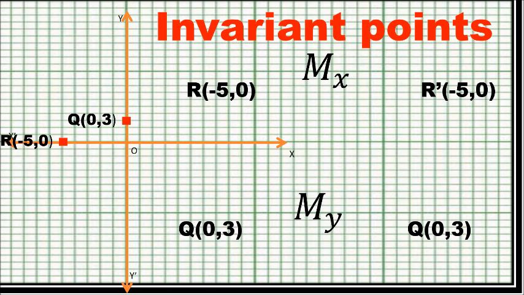So, if x is equal to 0, then it will be placed on the y-axis, so it will be unaltered on the y-axis. So, it will be invariant in the y-axis. Similarly, if y is equal to 0, it will be placed on the x-axis and it will be unaltered in the x-axis.